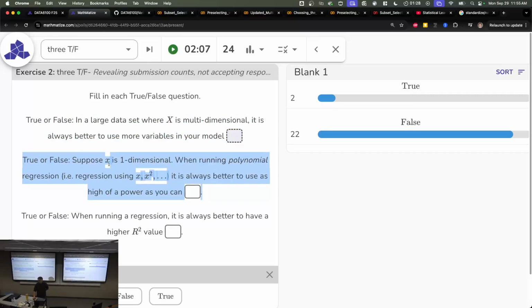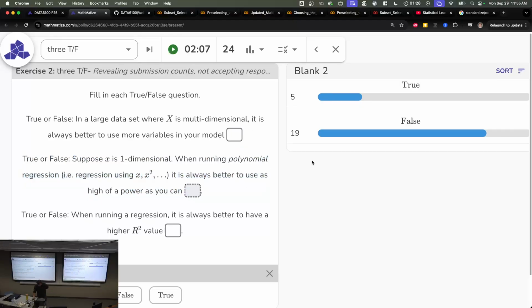True or false? Suppose x is one-dimensional. Is it better to use higher polynomials? So when you use higher polynomials, that would make it better, right? What did people say? And in this one, again, not quite as extreme, but 19 out of 24 people selected false, and the correct answer is false again. Why is the correct answer false?